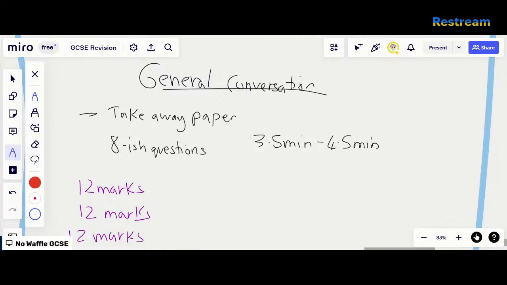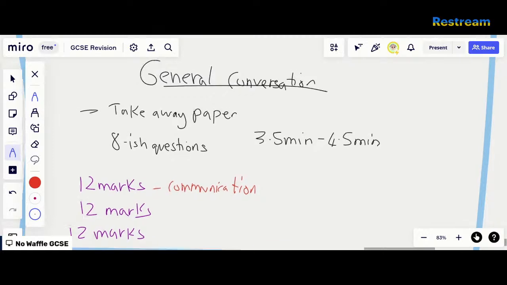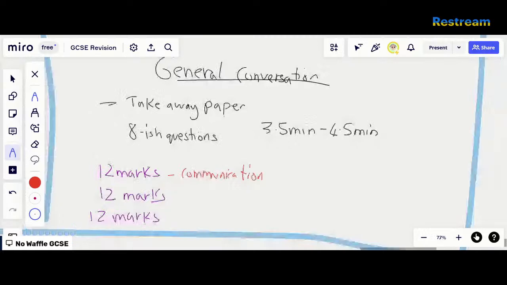So the first 12 marks is on your communication. How well are you conveying the message? Now, a really good tip here is, I know you're going to be nervous in the exam, but you need to emphasize and you need to be confident, because whether you like it or not, you can gain up to 6 marks, which is a lot in this case, just by being confident and pretending that it is your native language. Now, so this is really important.